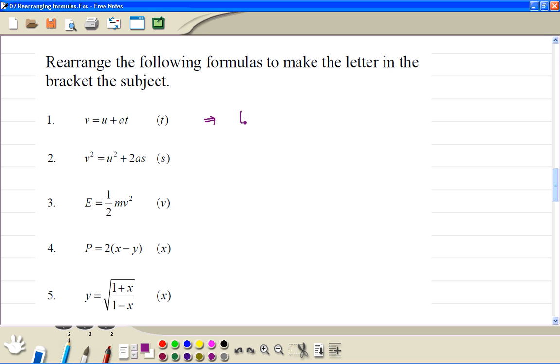Number 1, T equal to V minus U divided by A. Number 2, S would be equal to V squared minus U squared divided by 2A. Number 3, V is equal to square root of 2E on the top, M on the bottom.